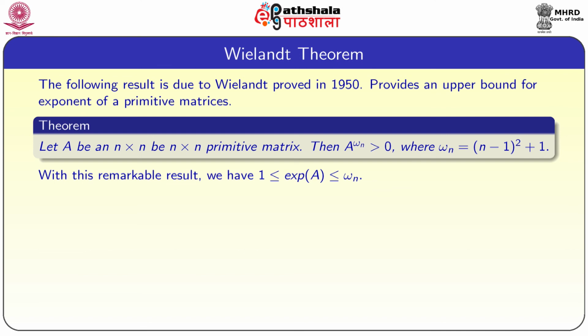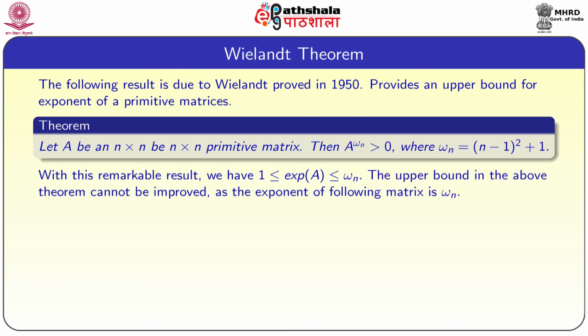So, Wielandt's result is very powerful. For every primitive matrix of order n, we know that the exponent is at most omega of n, which is n minus 1 whole square plus 1. In order to check whether a given matrix is primitive or not, it is sufficient to evaluate A power omega n, and if it is a positive matrix, then we conclude that it is primitive. If A power omega n contains at least one 0 entry, then we can conclude that it is not a primitive matrix.